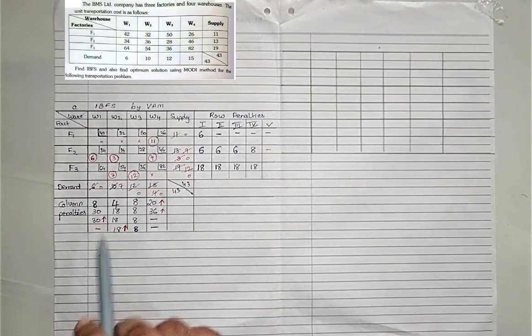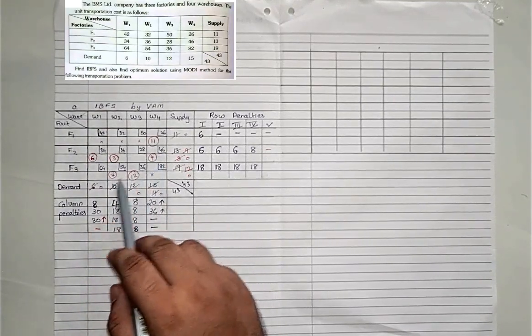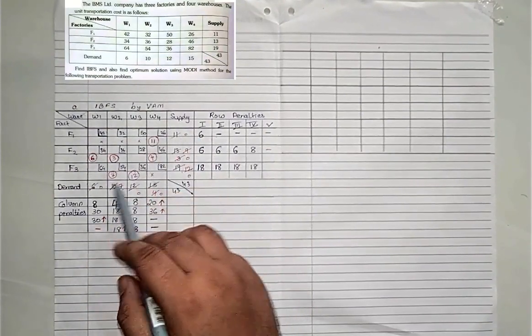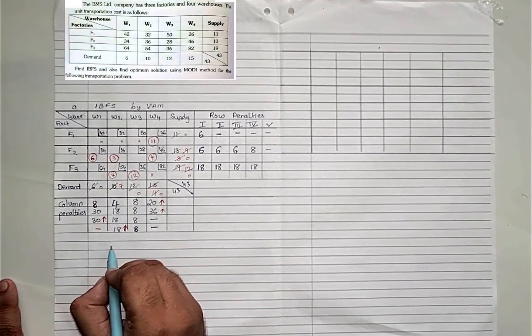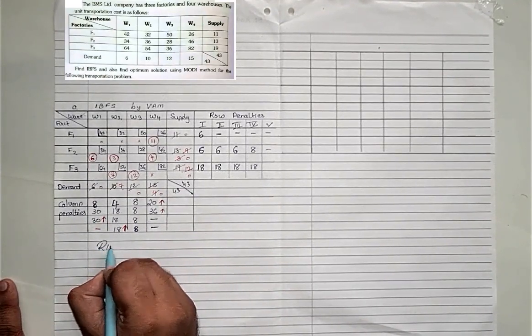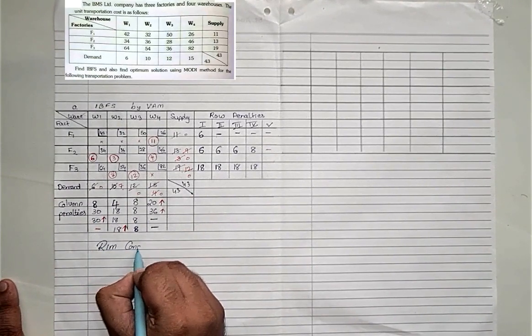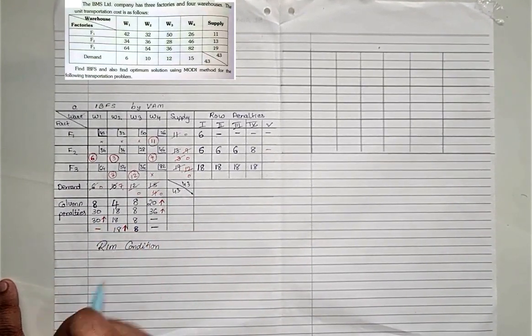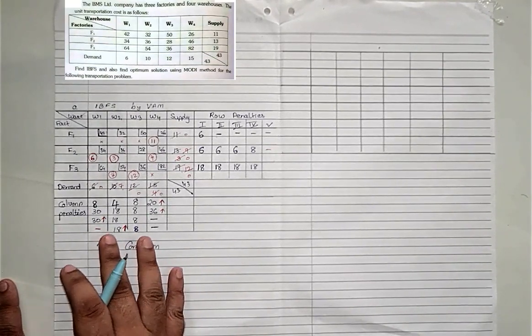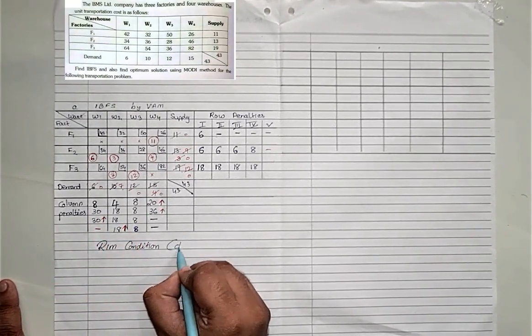Okay, so with that, we were able to allocate all the costs, with the entire demand and supply being nullified. Once we complete that part, the next step is very important. We need to check for the rim condition. There is rim condition in the sense where it is to check whether we need a dummy value or we don't need a dummy value.